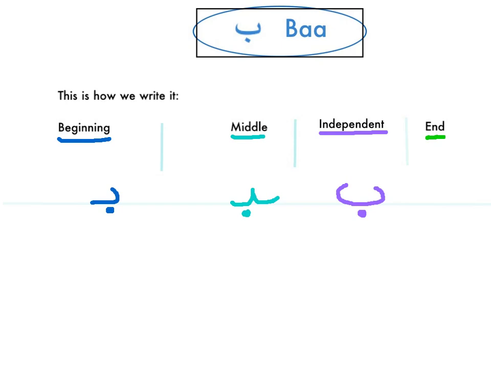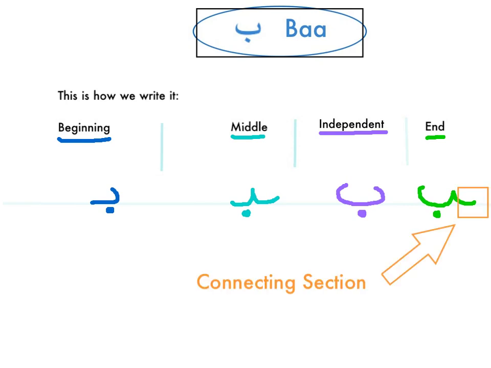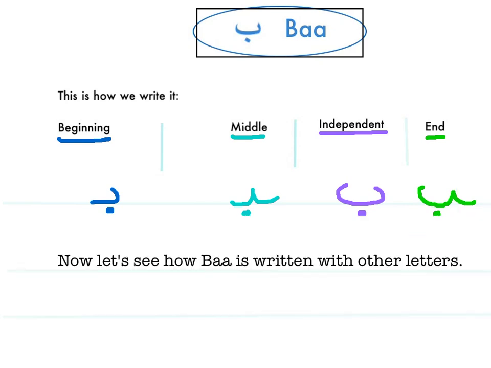Ba at the end of the word is written very similarly to the way it is written independently, except that it has a connecting section so that it can connect to the letter that came before it. Now let's see how Ba is written with other letters.